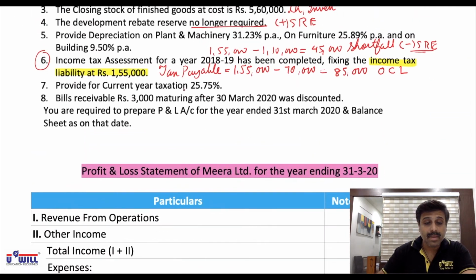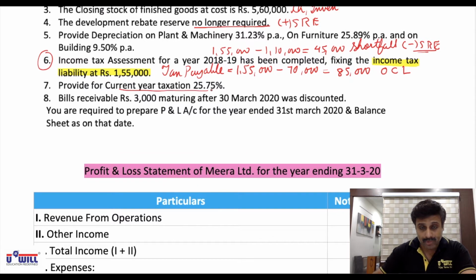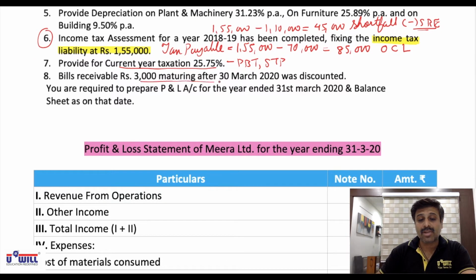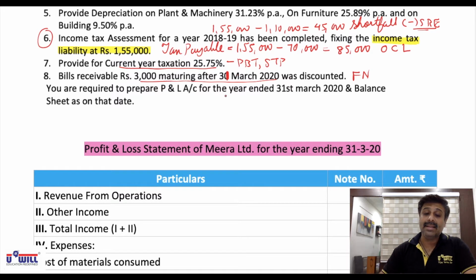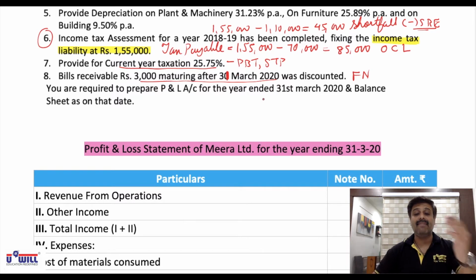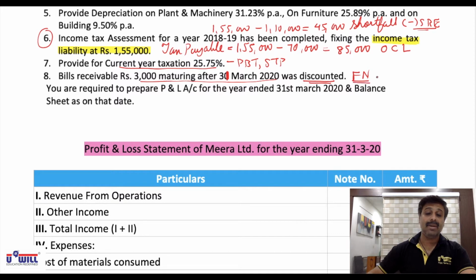Next, provide for current year taxation at 25.75%, minus from profit before tax, and short-term provisions. Bills receivable of 3,000 maturing after 31st March 2020 were discounted. Footnote, contingent liability. That means they are going to mature in the next year. And in the next year, if our debtor does not pay the money, then we will have to pay the money. So it is an uncertain liability. We may have to pay the money, we may not. We have to pay only if our debtors don't pay the money to the bank. So it is going to appear as contingent liability and commitments in footnotes.